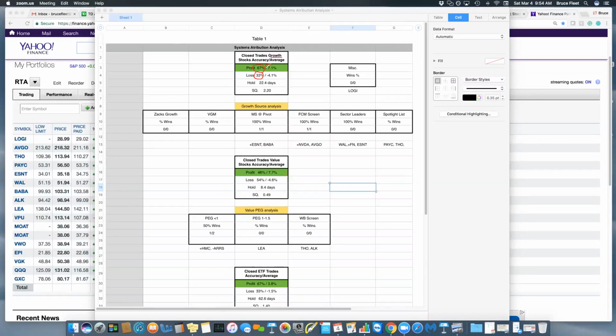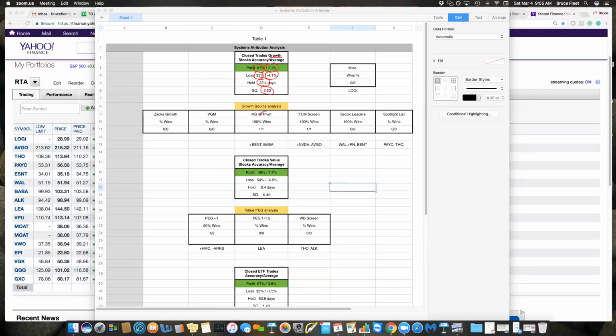And you can also see that when we have a winner, we average 7.1% on the upside. If we have a loser, we've been averaging 4.1 on the down. So even though we have more wins than losses, our wins are bigger than our losses. Here's our average number of days that we hold a stock, and here's our system quality. This is updated every single time we sell a stock, not when we purchase it, because we don't know if it's going to be a win or a loss, but every time we sell a stock, we update these attribution analysis boxes. Underneath those boxes, I look for what was the source of the stock and how's that doing.